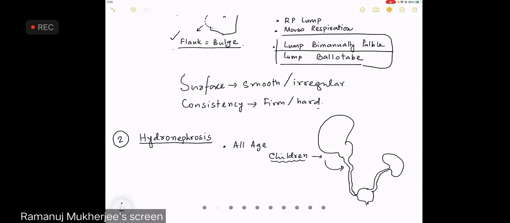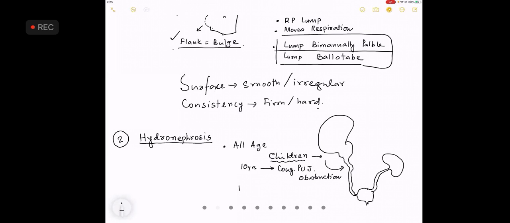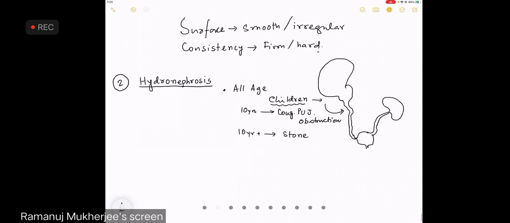Ureteric stone. In children, the cause is a congenital PU junction obstruction. Please refer to your notes in urology. You are not reading your notes. This occurs in an age group of up to 10 years. Beyond 10 years, please think of stone disease. So this is all about children.